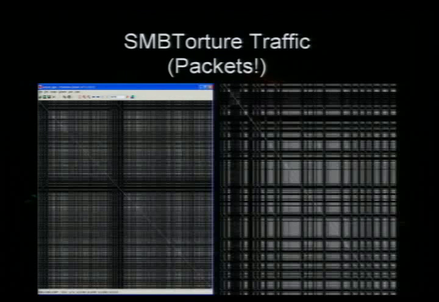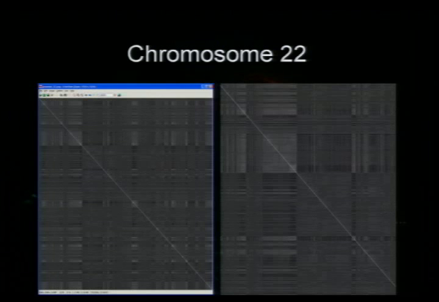Java class files, .NET assemblies, CNN's homepage, of course, HTML being far more self-referential, far smaller tags that repeat, and thus the density is much higher. Packets, SMB torture packets, kernel32.dll, the human chromosome 22, the legend of freaking Zelda. I don't know crap about 6502, but I can take a look. So why is this useful?